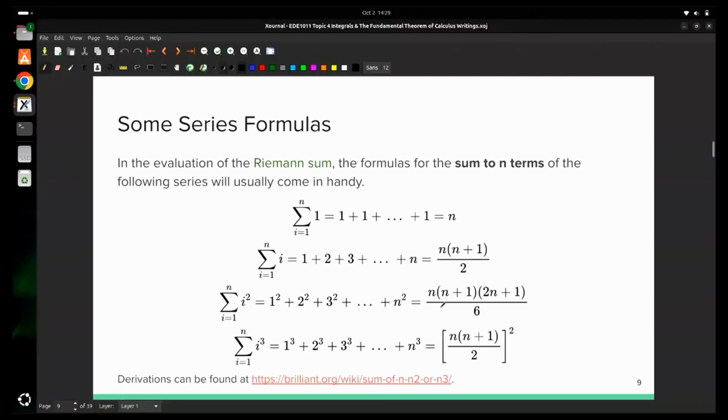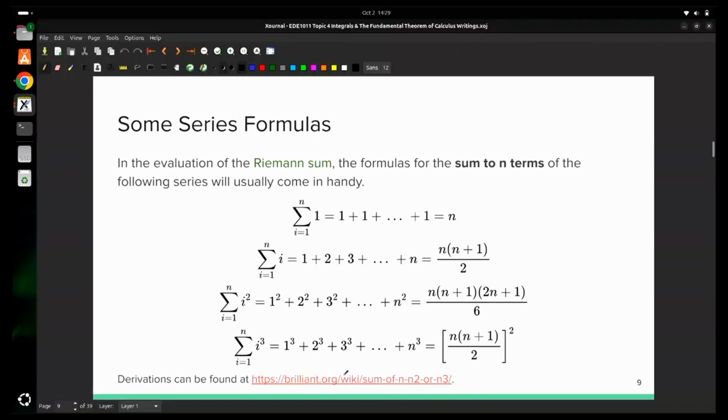We're going to be using these series formulas here. All this I won't go through. This is basically the sum to first n terms. If you sum 1, it means 1 plus 1 plus 1 for n times, then obviously you get n. If you sum the first i terms, when i goes from 1 to n, so 1 plus 2 plus 3 plus 4 all the way to n, then we can show that you get n times n plus 1 over 2. For i square, you get this. For i cube, you get this. If you want to know the derivations, go to brilliant.org.